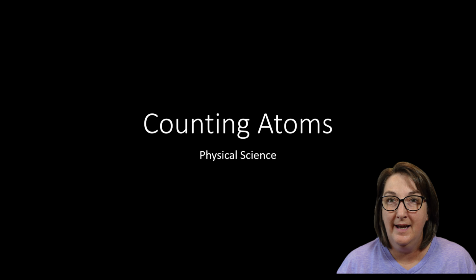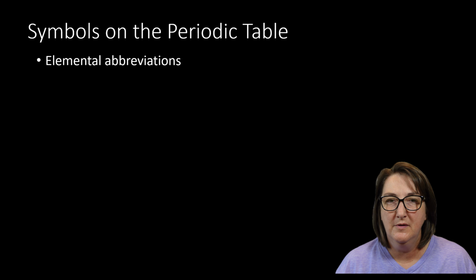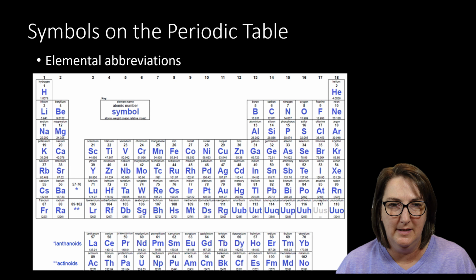Ms. Patterson here. Today we are going to count atoms. This is part of our physical science unit. So symbols on the periodic table, we need to look at those first. There's going to be abbreviations for all types of elements. So when you see the periodic table, you see these letters, and these letters all represent an atom.